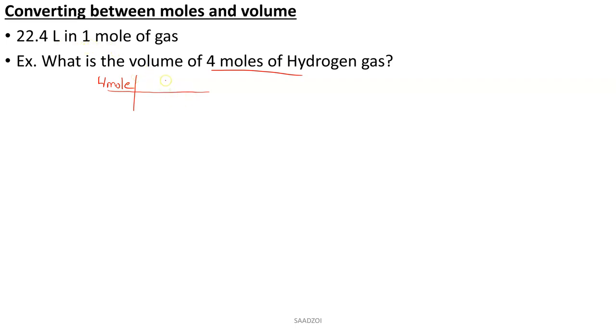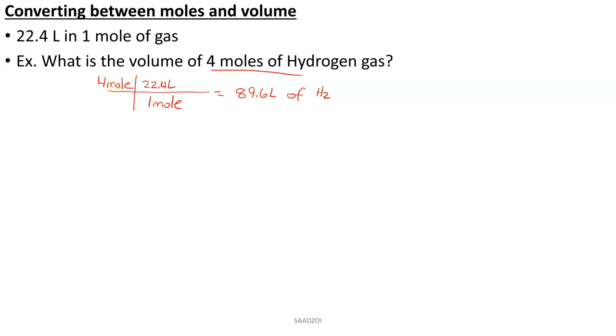Now, we're trying to go from moles to liters. In dimensional analysis, what that requires us to do is put whatever we're looking for on top. So we're looking for liters, so we're going to put that on top, and whatever we are trying to go from on the bottom. So when we multiply this together, we get 89.6 liters of H2. So that's the volume of exactly 4 moles of hydrogen.